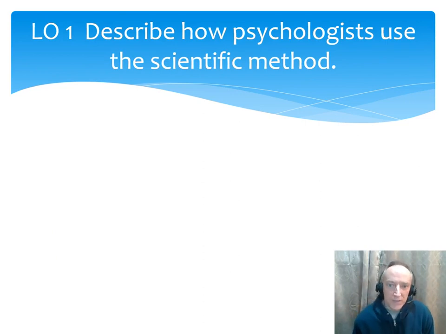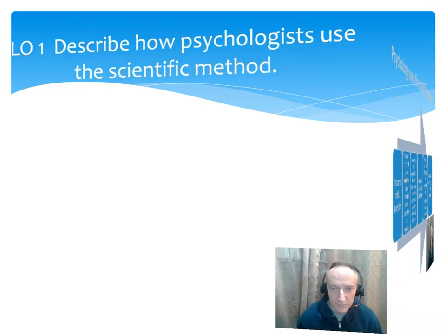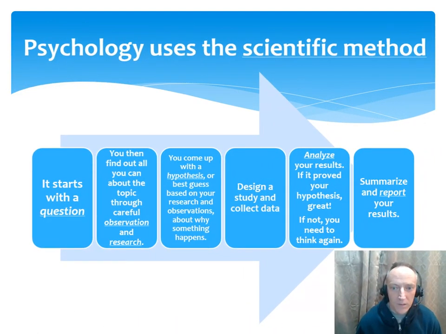So our first objective is to describe how psychologists use the scientific method. The scientific method in psychology is the same as in other sciences. And one thing we have to emphasize with the scientific method is that it is a cyclical process, that it starts with somebody having a question. That question, as we learned in Chapter 1, might come from somebody's dissatisfaction with an existing perspective or an existing explanation for something.